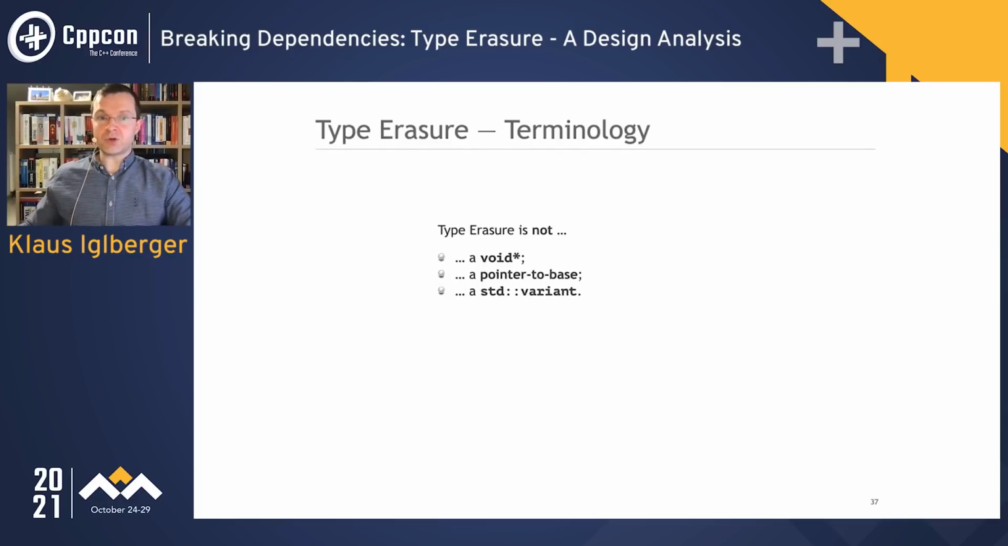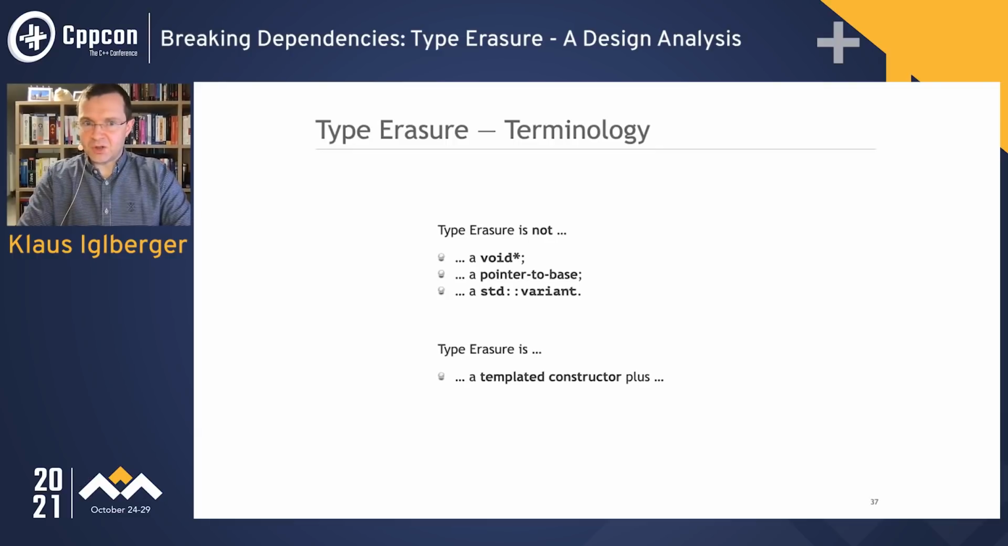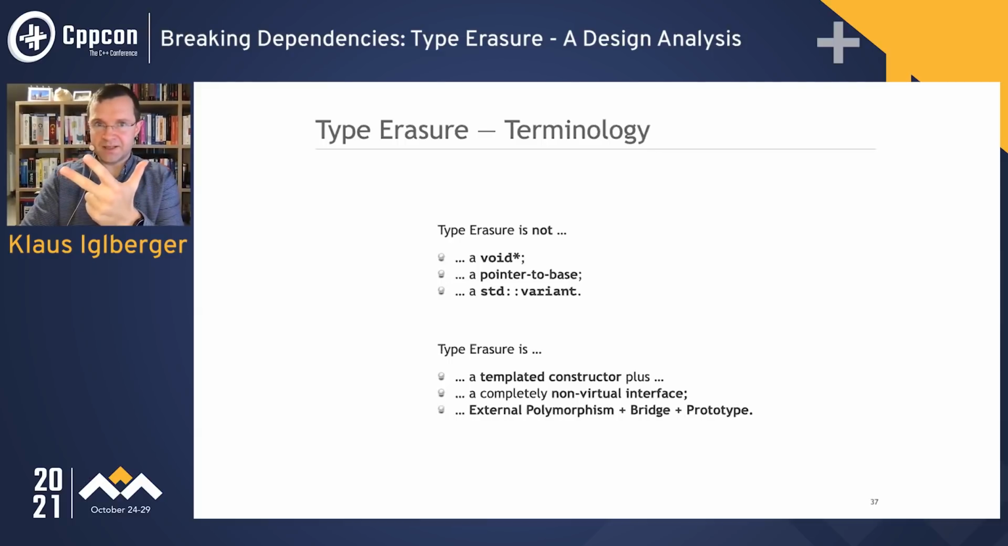So no, we don't want to use the same terminology, the same name for something fundamentally different. Type erasure is, in short, a templated constructor plus a completely non-virtual interface plus a very clever combination of three design patterns, namely external polymorphism, bridge, and prototype. And that's now what we are taking a look at. And I'm pretty sure already that you will start smiling very, very soon. Very soon indeed. And that smile will not go away for the rest of the day, I promise you.